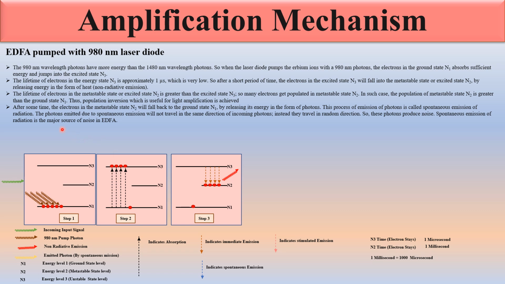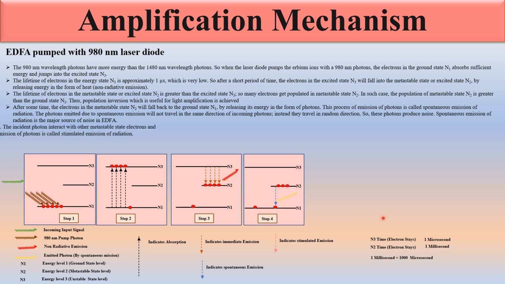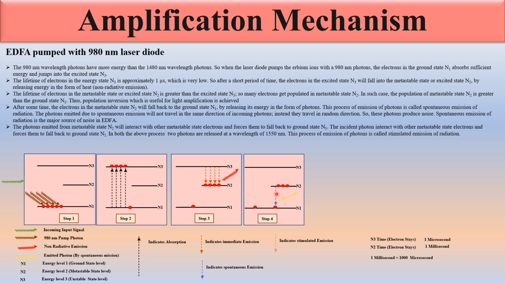The photon emitted due to the spontaneous emission will not travel in the same direction as the incoming photon signal because they are very random. They are not in phase, direction, or energy with the incoming photon signal. So spontaneous emission does not contribute to the amplification, but it generates noise, and it is the main cause of noise in the EDFA. You can see here, this yellow one is the spontaneous emission. The emitted photon is not in the same energy, phase, or direction as the incoming photon signal.